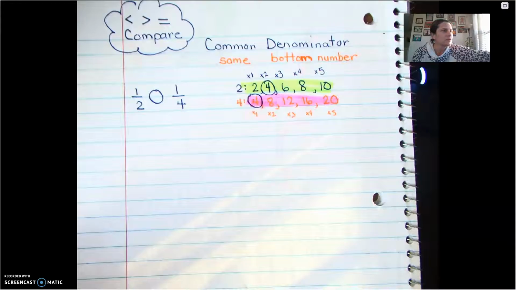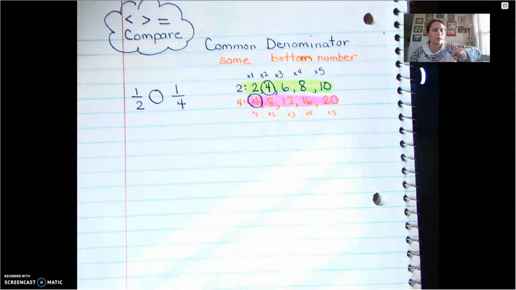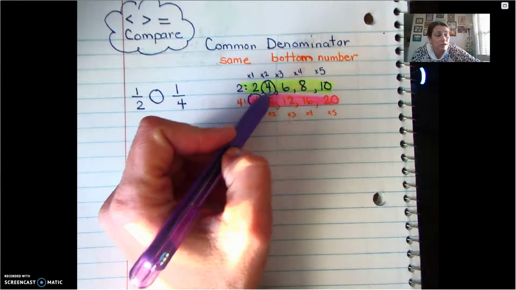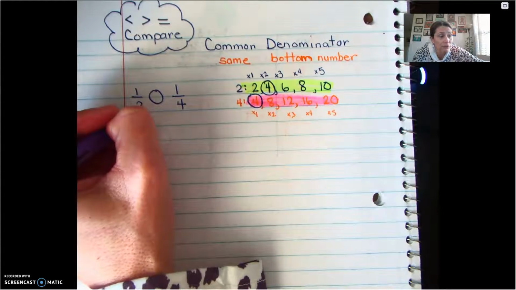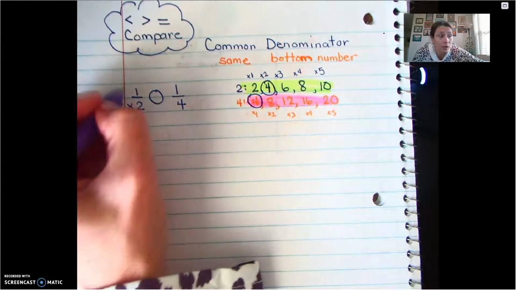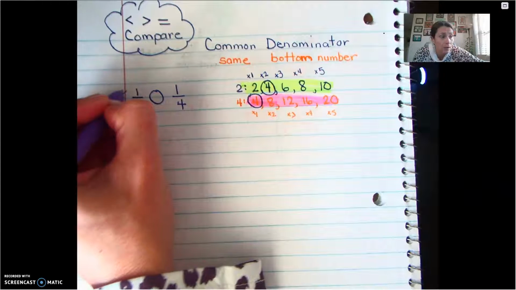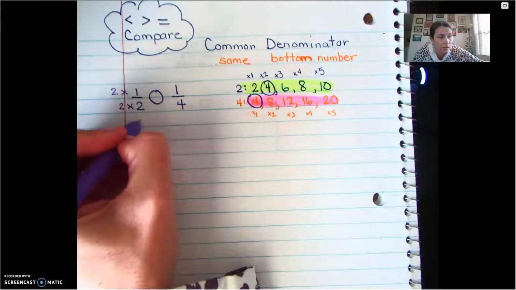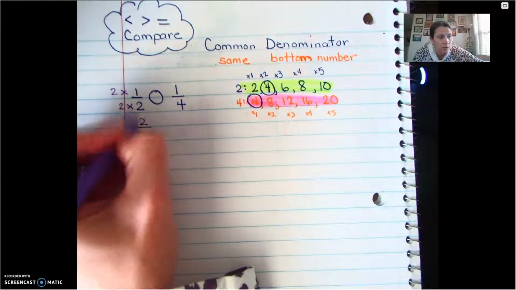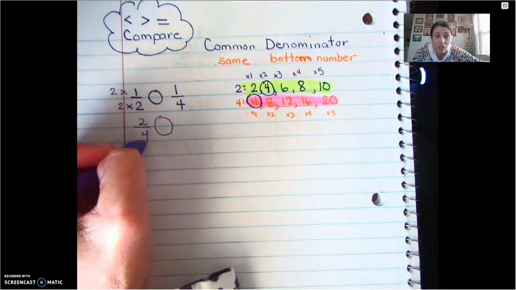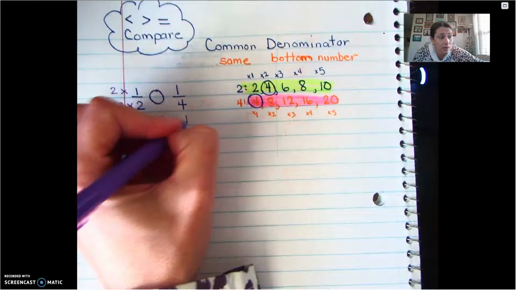So, let me get a different color. Let's get purple. So I look up right here, and this might help you a little bit. So the 4s are the same. So to make this a 4, we do times 2. And then remember, what we do to the bottom, we have to do the top, is 2. So this now changes. 2 times 1 is 2. 2 times 2 is 4. We've changed it. So it's the same common denominator.